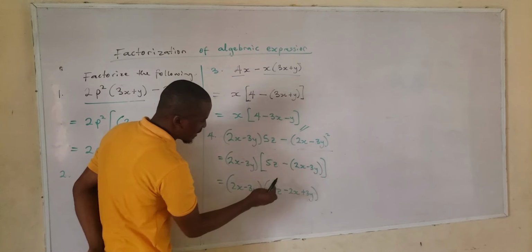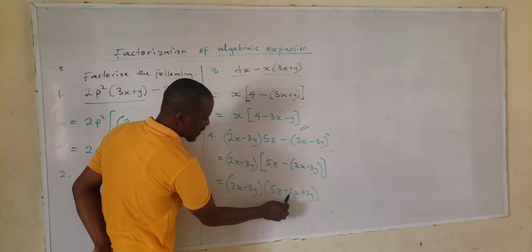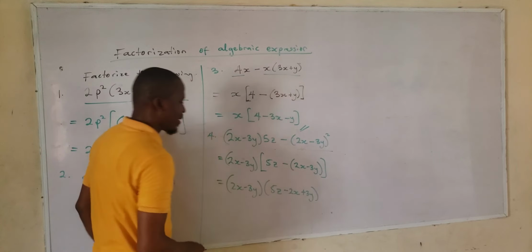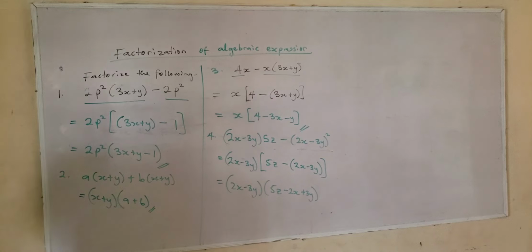Okay, let me explain that. Minus times this will give you minus 2x, minus times minus 3y will give you plus 3y. So we have factorized that.